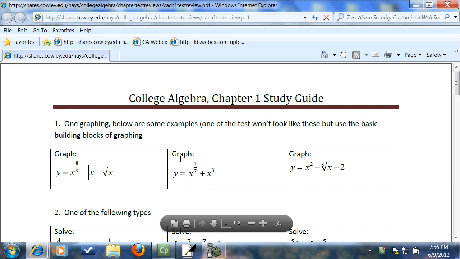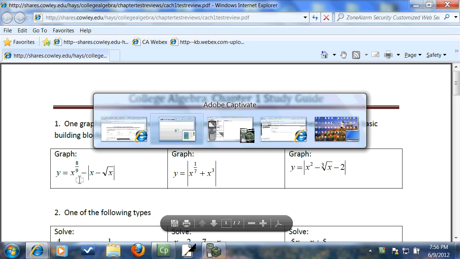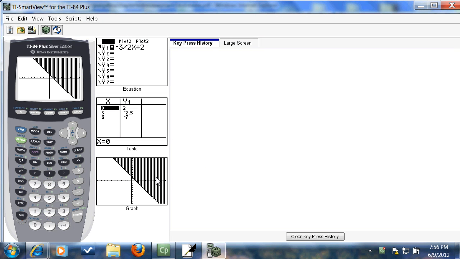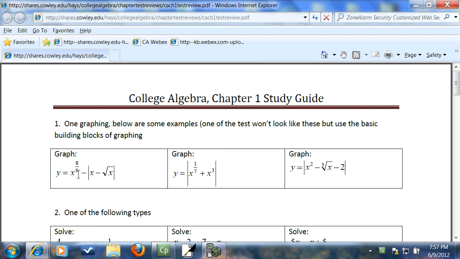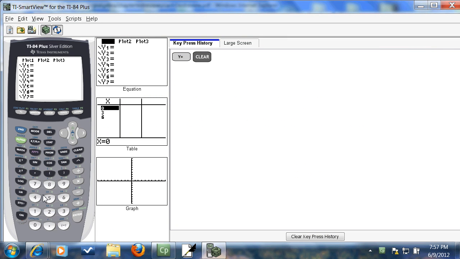Let's take a look at some graphing ones. We're going to graph this first example here. So let me go to my calculator. I'll press y equals. Press clear. And it's x to the 8/9 degree.